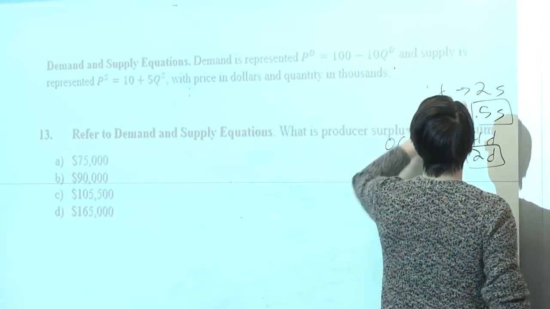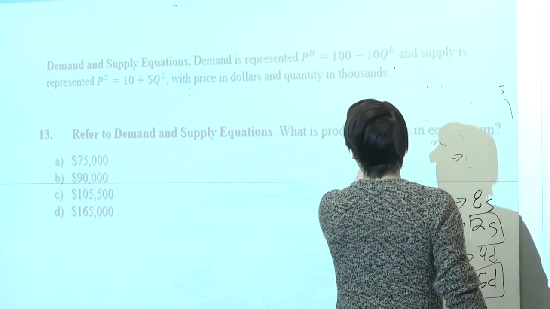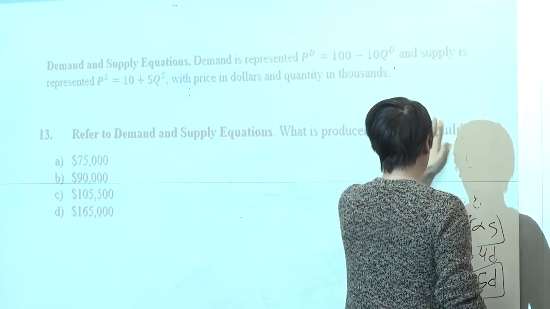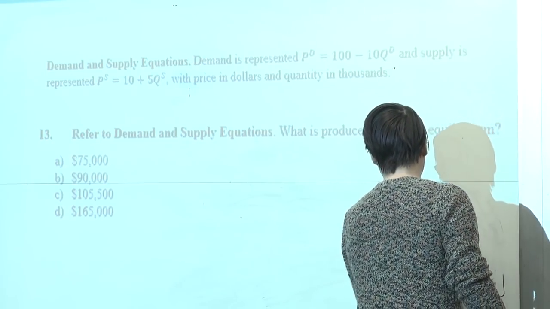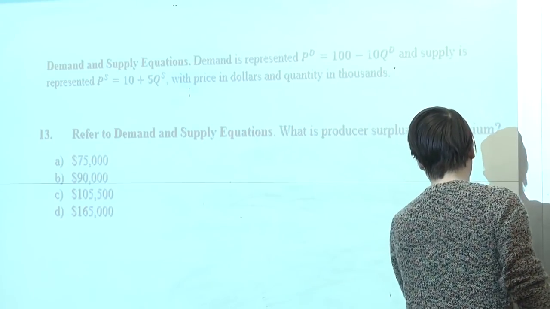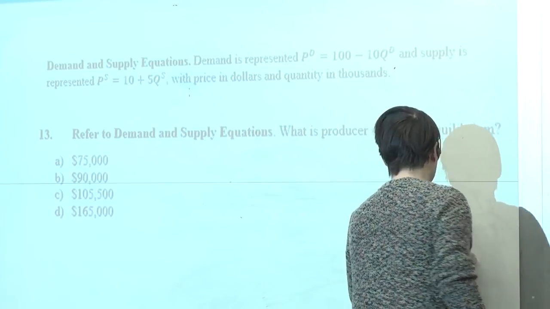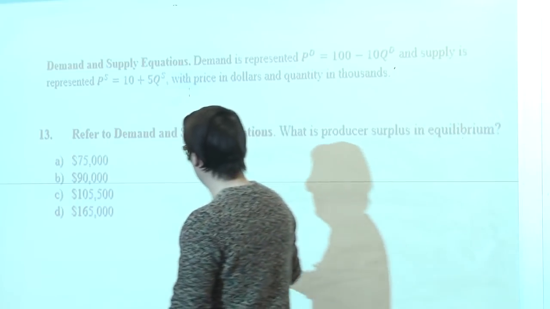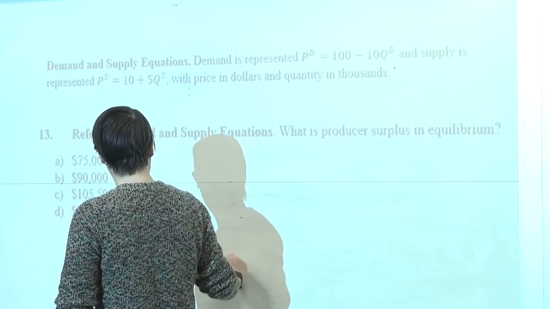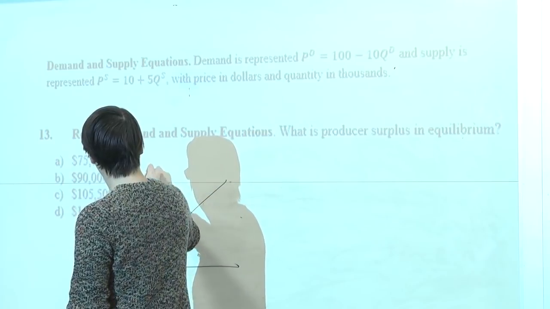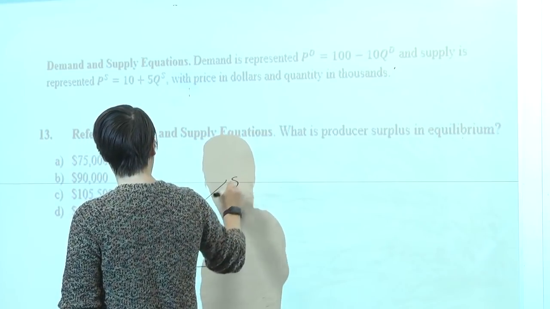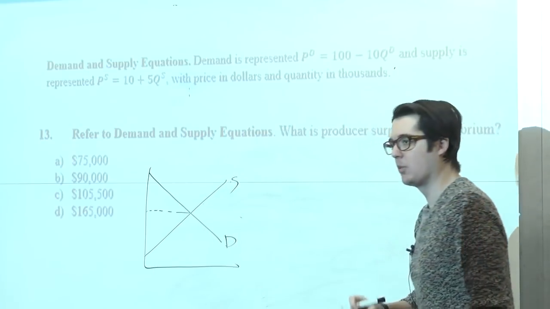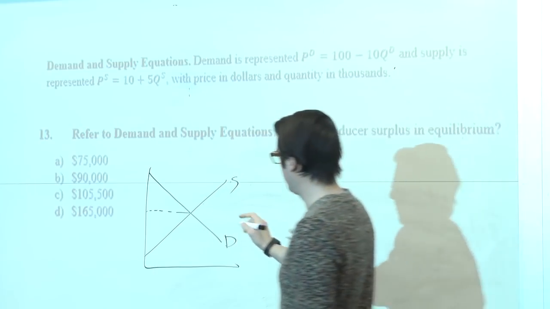Question 13. We have these supply and demand equations, and we want to know what is the producer's surplus. Okay. So we're going to have our supply and demand equations. We're going to have an equilibrium point.